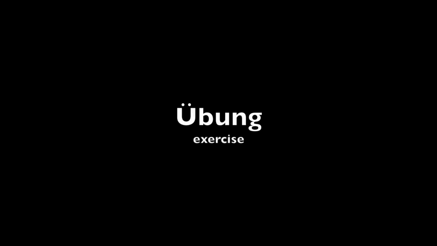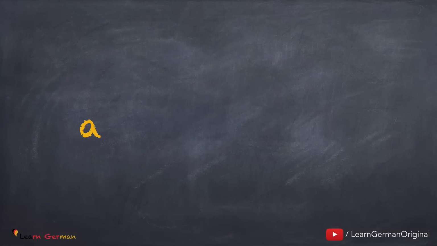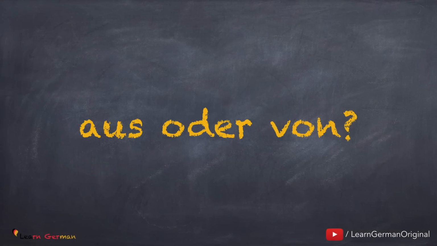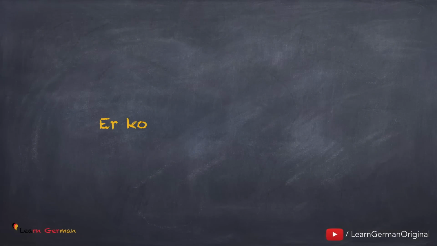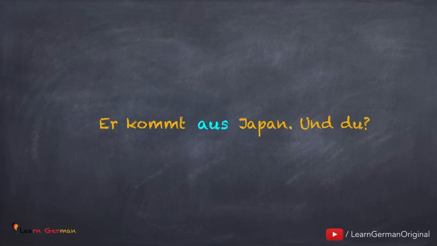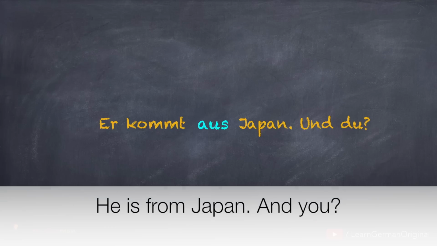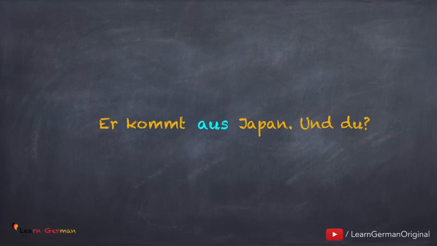Great! Now let's do an exercise to see how much you have learned. Übung. You have to fill in the blank with either aus or von. And here's the first sentence. So the answer is kommt aus Japan. Und du? We just learned that when we are talking of countries or cities, we will use the preposition aus.